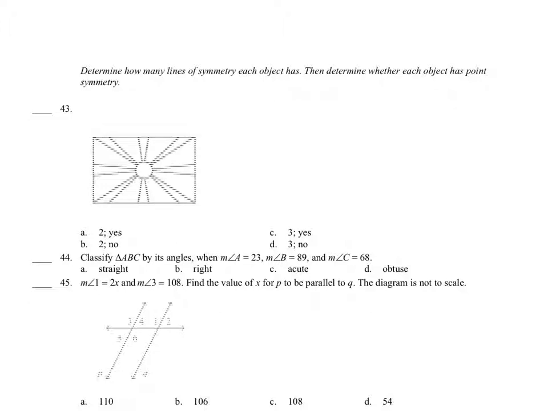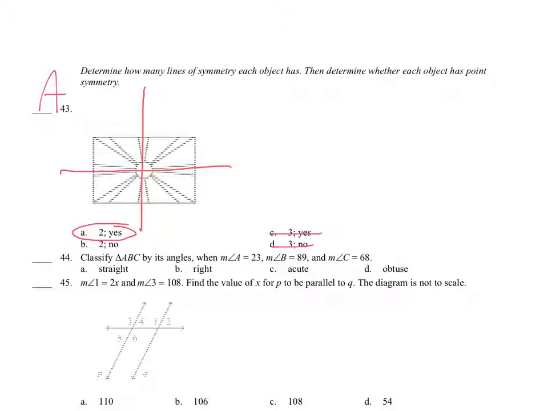43, how many lines of symmetry does each object have? Well, we could draw a line of symmetry through it there. We can draw one there. Diagonals would not work, so it's not going to be C or D. Does it have point symmetry? Remember, point symmetry is when I can rotate it 180 degrees and it maps onto itself. If I was to turn this flag upside down, it would look identical. Therefore, yes, it does have point symmetry.